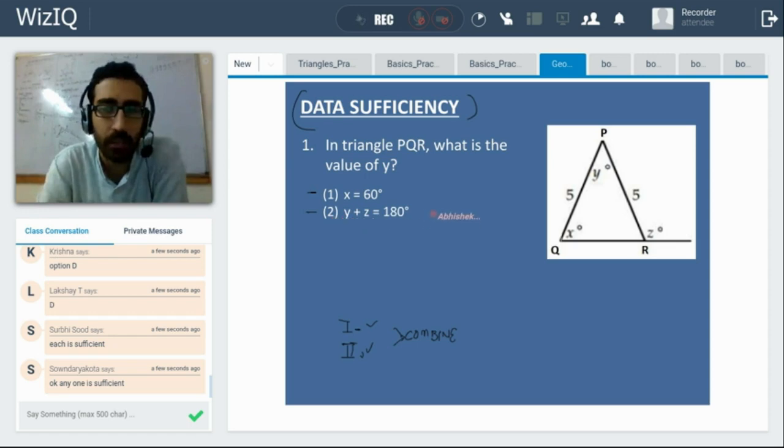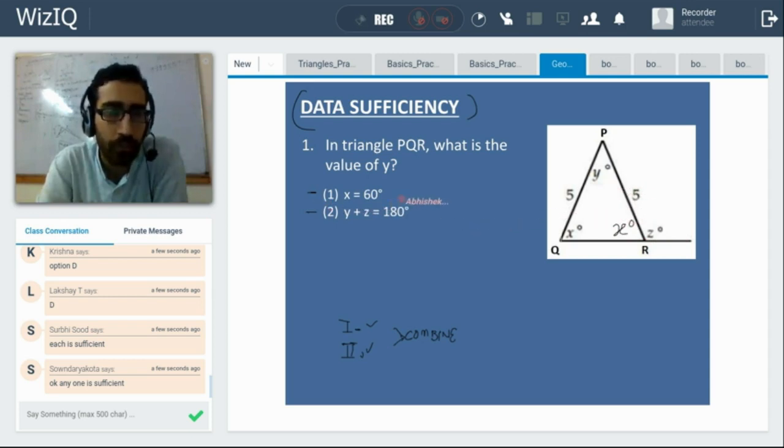Yeah, so I guess here it's clear that PQ is equal to PR, both are equal to 5, so this must also be X degree. So if you get the value of any one angle, if you get the value of X, you will get the value of Y as well.